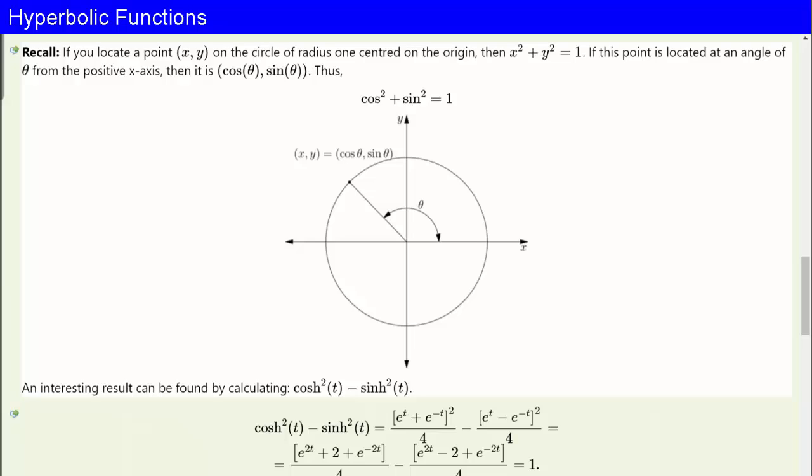Now look at the formulas we just gave for sinh and cosh, and compute cosh squared minus sinh squared. Notice the minus sign.